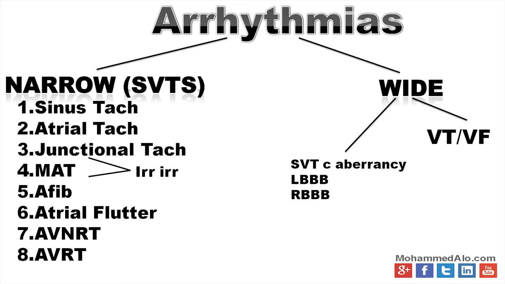The narrow ones, we call them SVTs, supraventricular tachycardia. All that means is it's not originating in the ventricles. If it was, it'd be ventricular tachycardia or ventricular fibrillation. Anything above that is called an SVT. Now, they don't have to be tachycardic. Almost all of these have an equivalent that isn't tachycardic. So instead of sinus tach, it would be sinus rhythm. Instead of atrial tach, it would be an atrial ectopic rhythm. Instead of junctional tach, it would be a junctional rhythm, and etc.